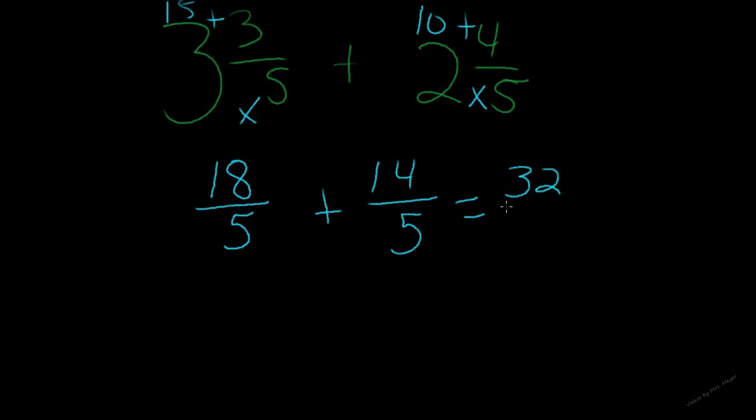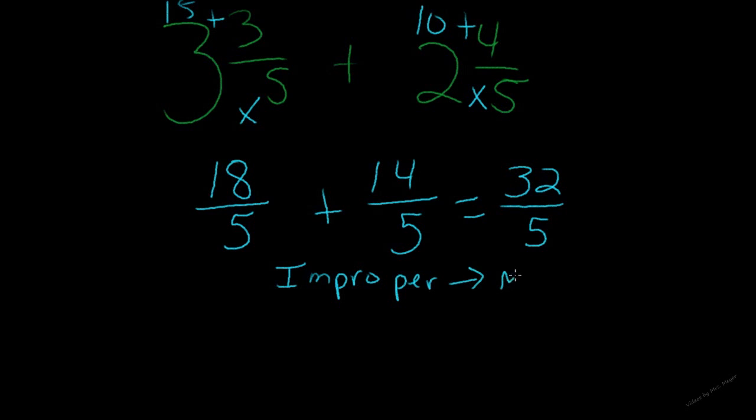18 plus 14. If your students have trouble adding those up, they can go over to the side and add it up. 18 plus 14 is 32. Keep our same denominator. But again, we don't want to finish our problem with an improper fraction. So that's why I teach students to do the improper back to mixed.